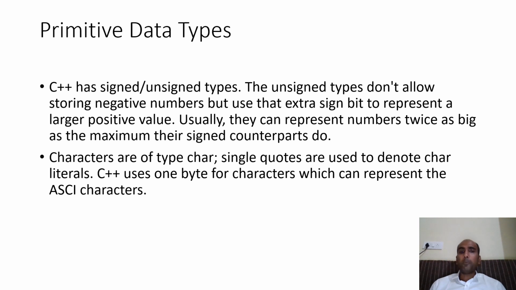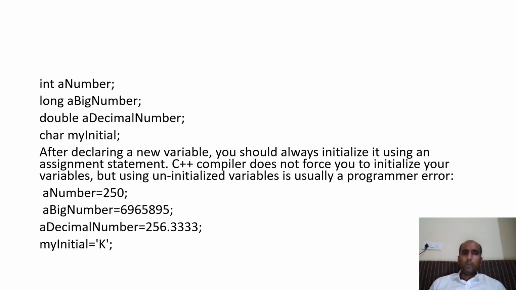Character is a type of character. Single quote, like in C, if you are going to store a character value, you need to use single quote. So in C++ also, if you are going to use a character value, you need to use single quote. So how to declare a variable?